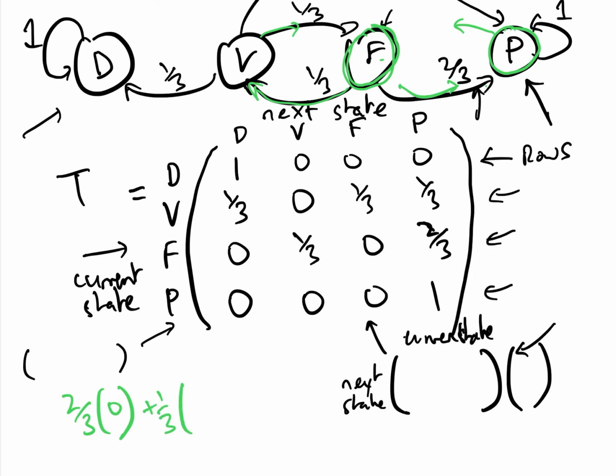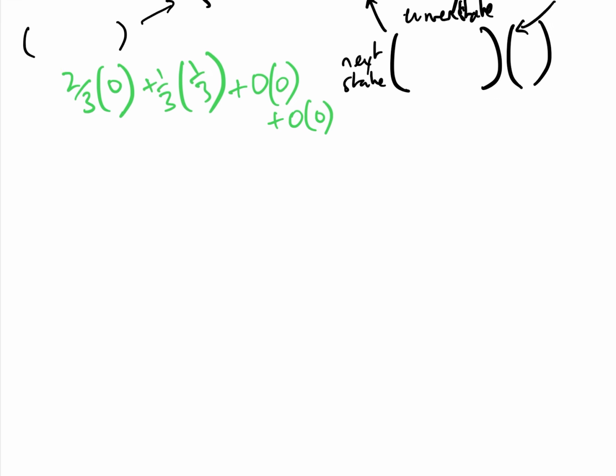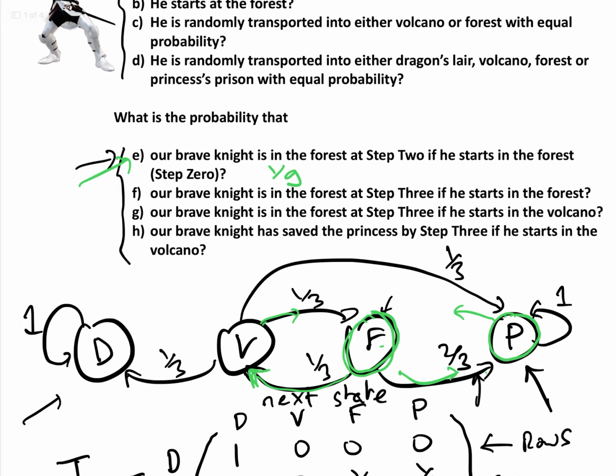Add 1/3 times 1/3, which is basically he goes to the volcano and there's a 1/3 chance that when in the volcano in step 1 he goes back to the forest in step 2. Add a 0% chance that he goes to the dragon, because there isn't even one, and then comes back to the forest, and a 0% chance that he goes from the forest to the forest. Now, by the way, that equals 1/9. So we have already answered question E here. The answer is a 9th.